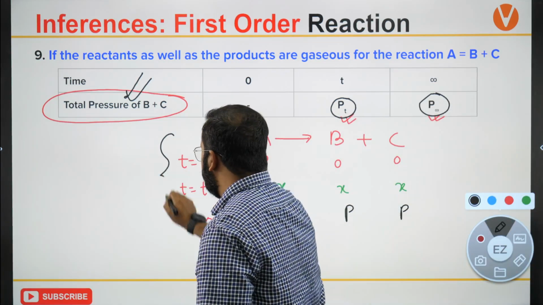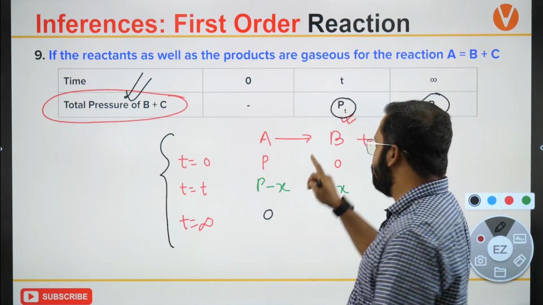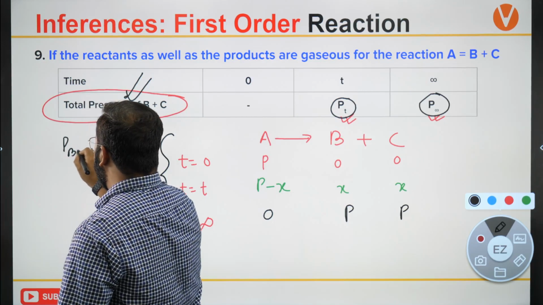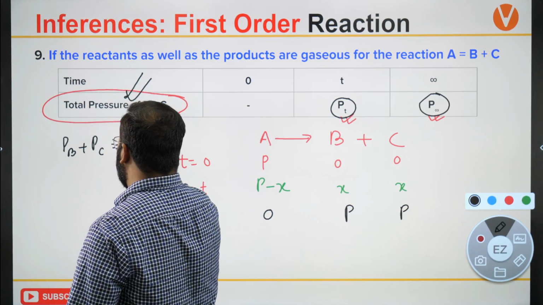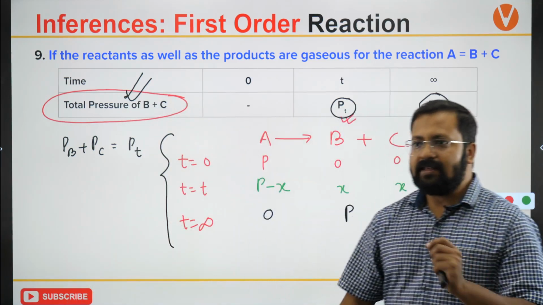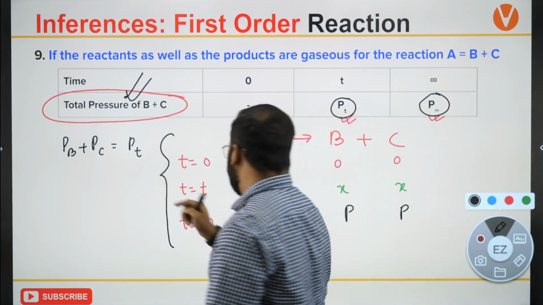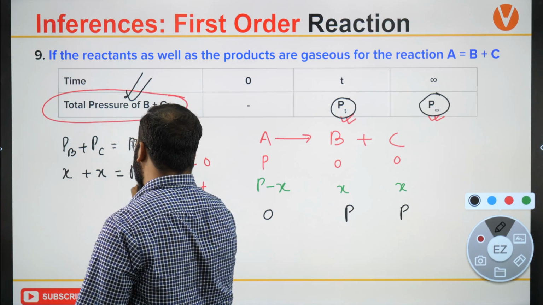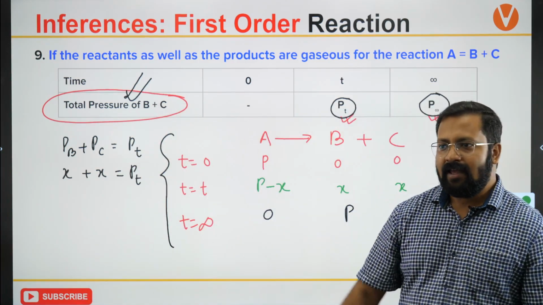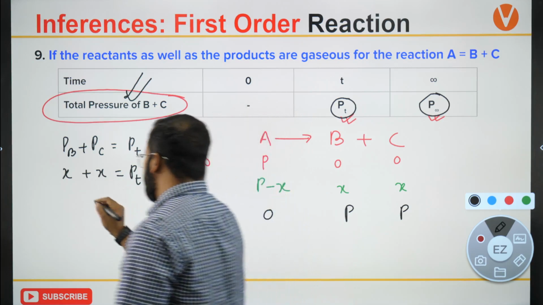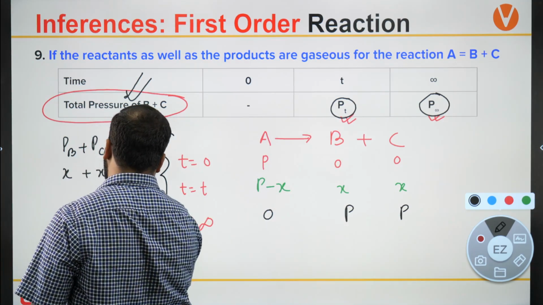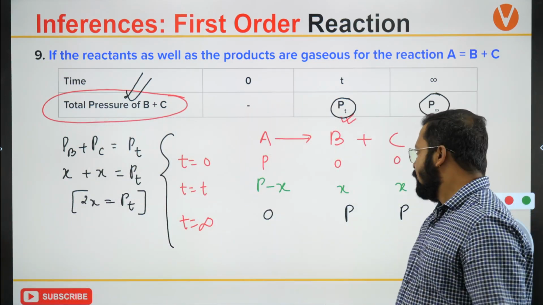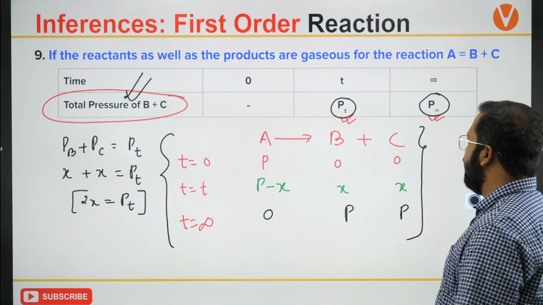So if I use that information, then pressure of B plus C at time T, pressure of B plus pressure of C at time T is PT. What is the pressure of B and C? X plus X, which will be equal to PT. Can I say this? 2x will be equal to PT. This is one relation.